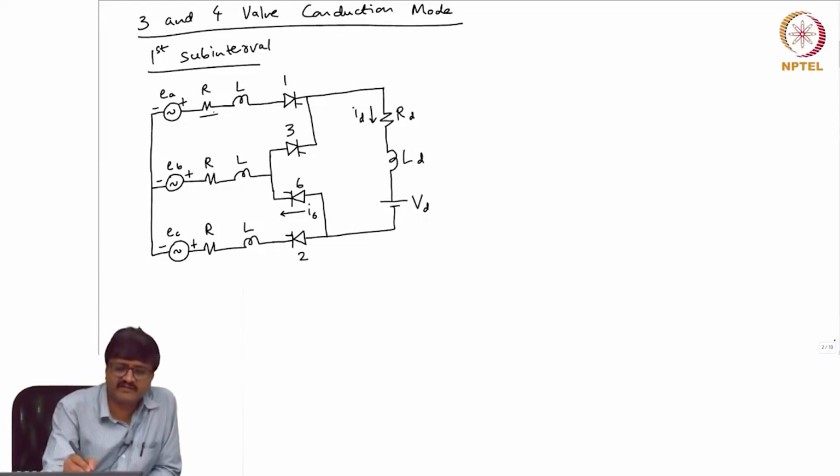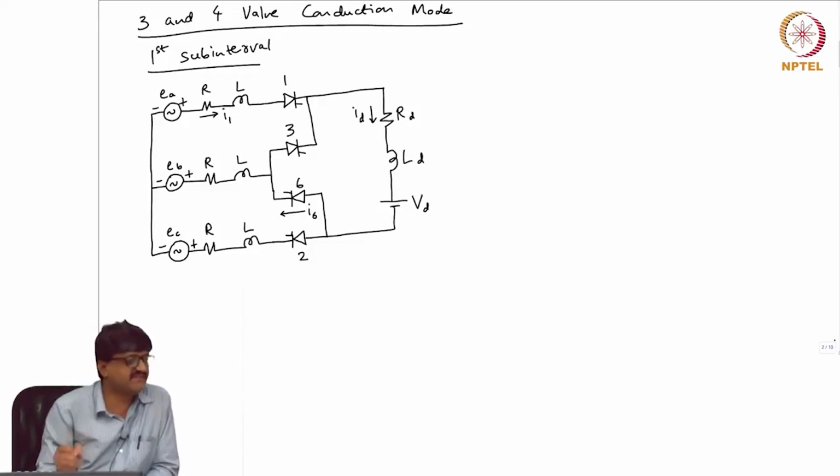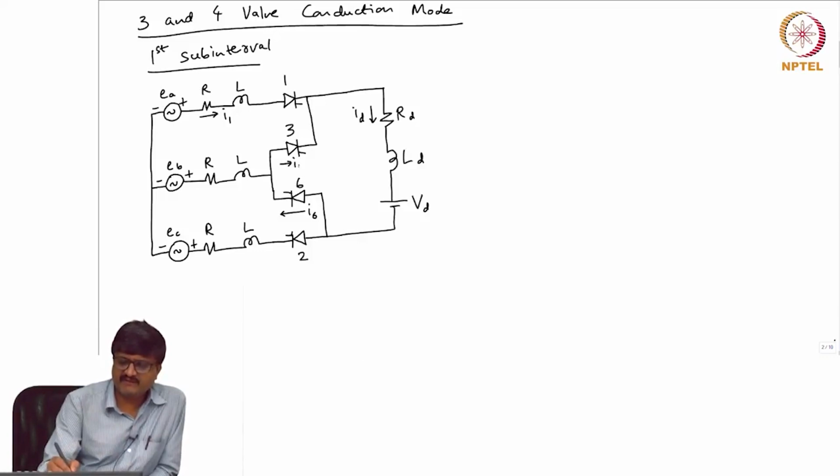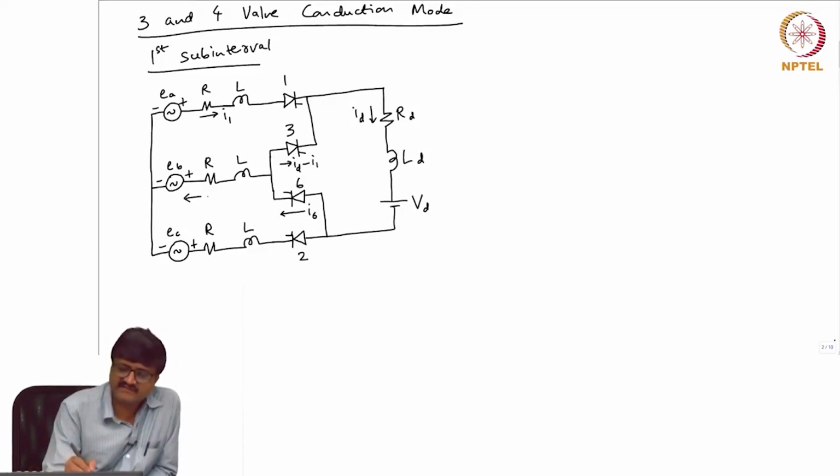And of course, the other current that I consider as a state variable is I1. So, the current through valve 3 is ID minus I1, and the current through EB is, suppose I showed this in this direction, I6 minus ID plus I1.